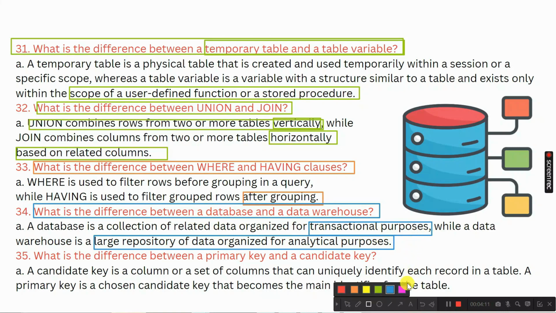Then the next question is, what is the difference between the primary key and candidate key? A candidate key is a column or a set of columns that can uniquely identify each record in a table, whereas a primary key is a chosen candidate key that becomes the main identifier of the table. This is the main difference between the primary key and candidate key.